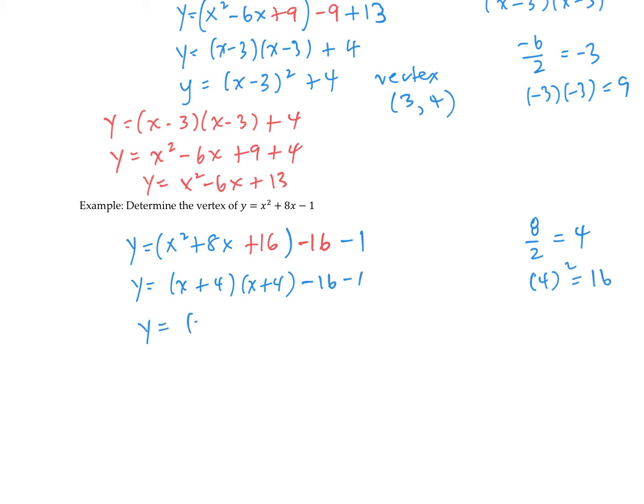So now I can write x plus 4 squared, because I have 2 of them. And then I'll just add the minus 16 minus 1 is minus 17. So the vertex is negative 4, negative 17.